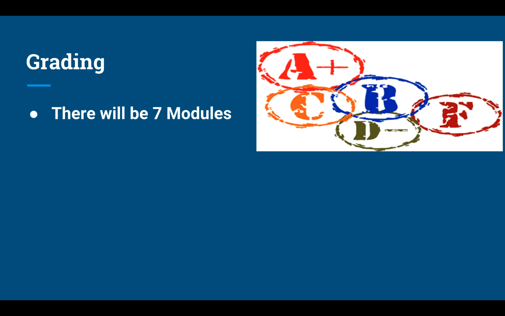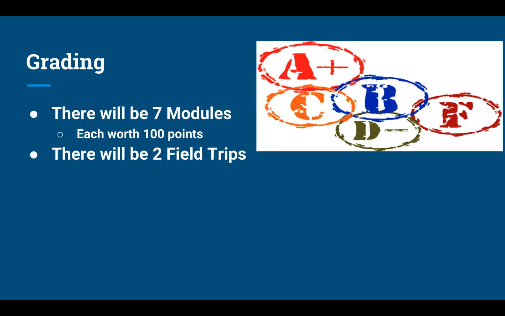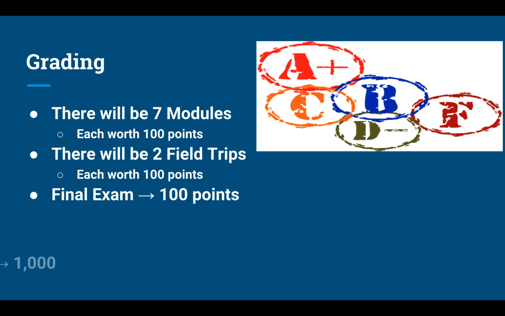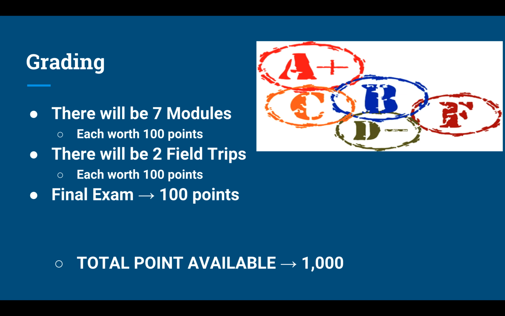How you're going to be graded, we already kind of hinted at it. There are going to be 7 modules. Each one of those modules is going to be 100 points. So the 2 field trips as well are worth 100 points, adding in a final exam. So after the 2 weeks, there's 1,000 points that are available to you, and the points you get out of those 2 weeks divided by 1,000 will be your final grade.